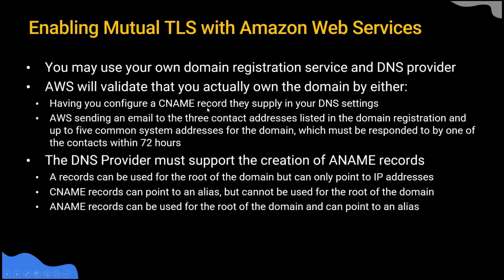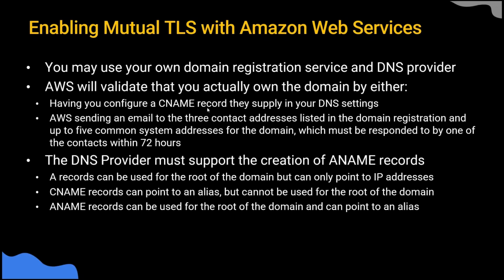They will give you a CNAME record that they will expect you to put in your DNS settings, and you can do that. And they'll start scanning for it. And when they see that you've created that CNAME record, they'll say, okay, you're good to go. You can use this custom domain name for this API.